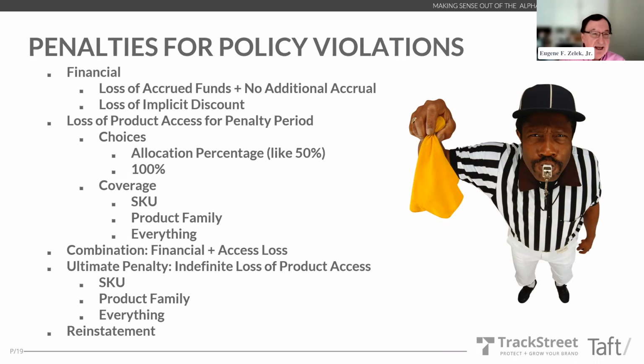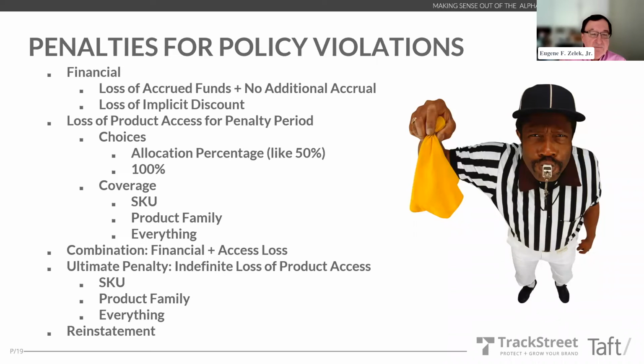Another one that I particularly like, maybe because I thought of it, and I like to think of myself as being very clever, my wife says I'm not, is the loss of an implicit discount. And an implicit discount, we say, look, implicit in our price to you, reseller, of X dollars is a 10% discount for advertising and promotion. If you violate MAP or MRP, you lose that implicit discount. So your acquisition price just went up by 10% during the penalty period.